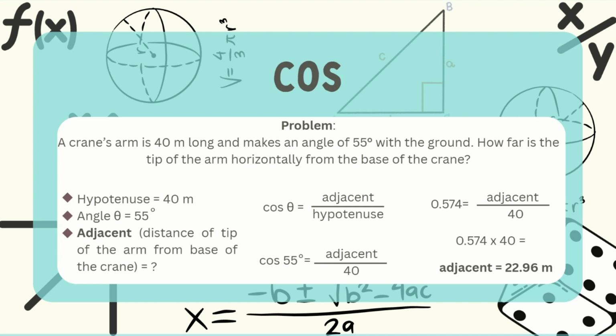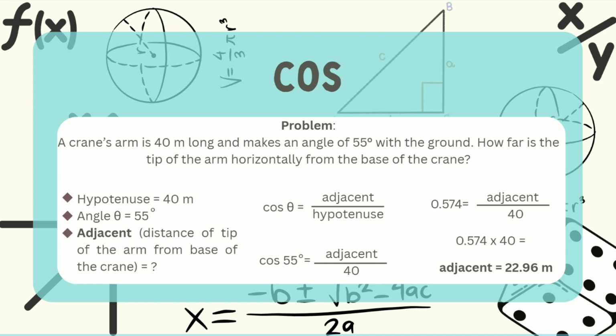So here our hypotenuse is 40 meters and the angle is 55 degrees. So again, this is the last problem. We are looking for the adjacent.